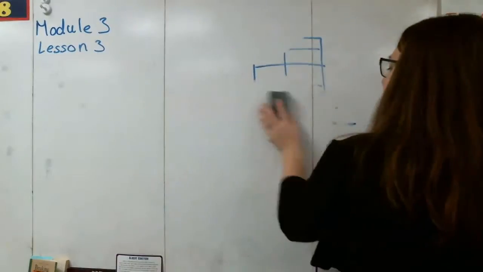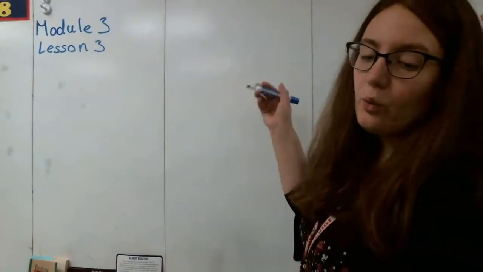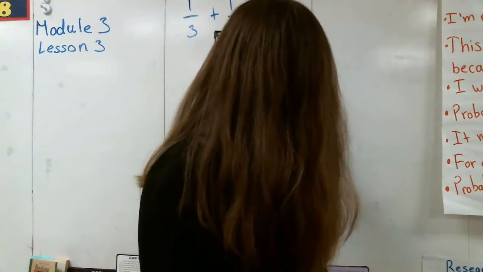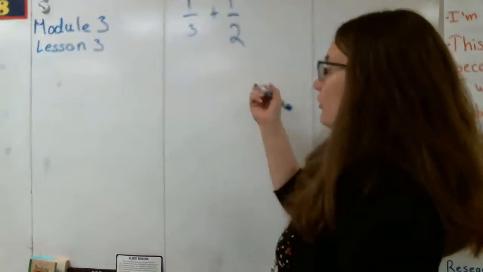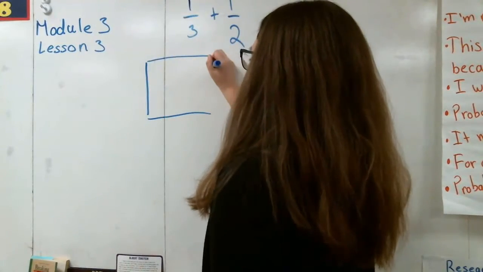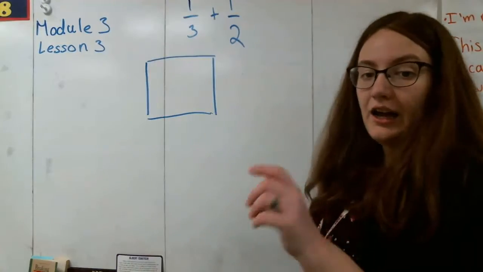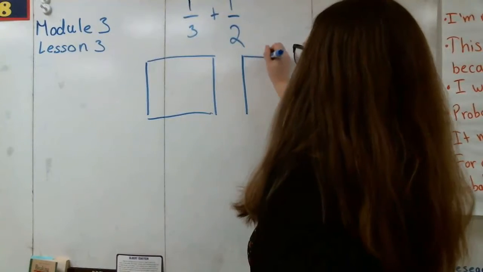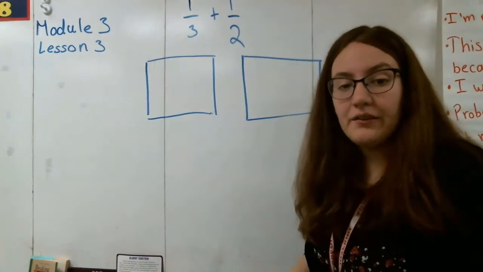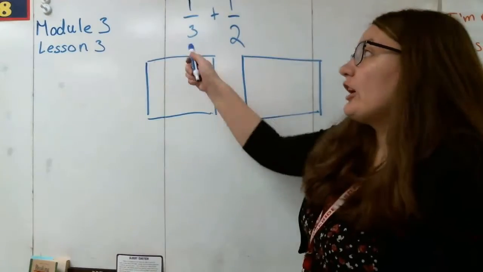For this next problem, we have 1/3 plus 1/2. So I'm going to draw a model to show this. You have the model already on your notes, but I'll show you how we draw these models. Usually we want to draw a model for both of the fractions. So I'm going to start with my third.